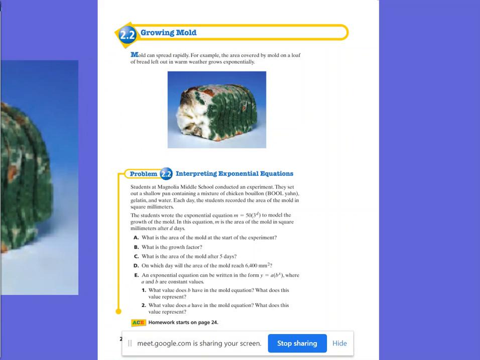Okay, so mold can spread very rapidly. For example, the area covered by mold on this loaf of bread left out in warm weather grows exponentially. That is a very true statement.